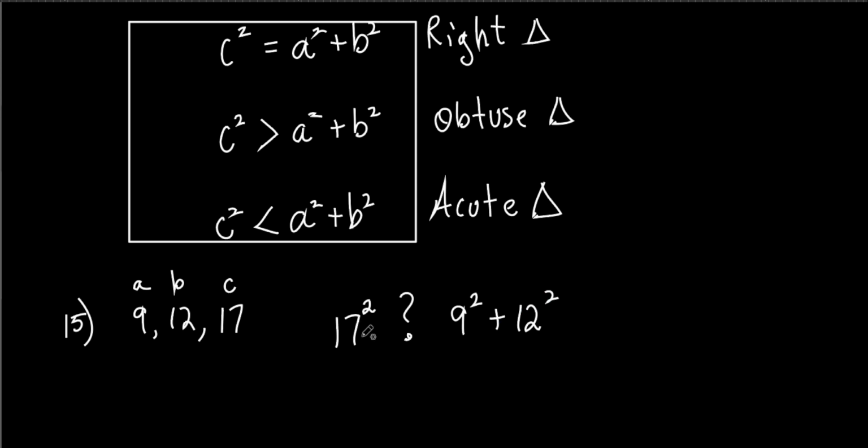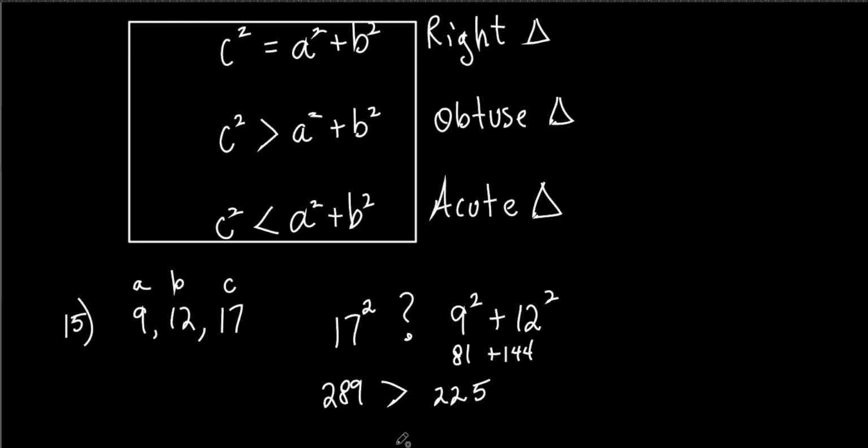Let's see what 17 squared is. Somebody do that. What's 17 squared? 289. Yep. And then 9 squared is going to be 81, and 12 squared is going to be 144. That's a 5, and that's a 22. That's 225. So now let's compare. Compare 289 to 225. What is 289 compared to 225? It's greater than. So I put a greater than.